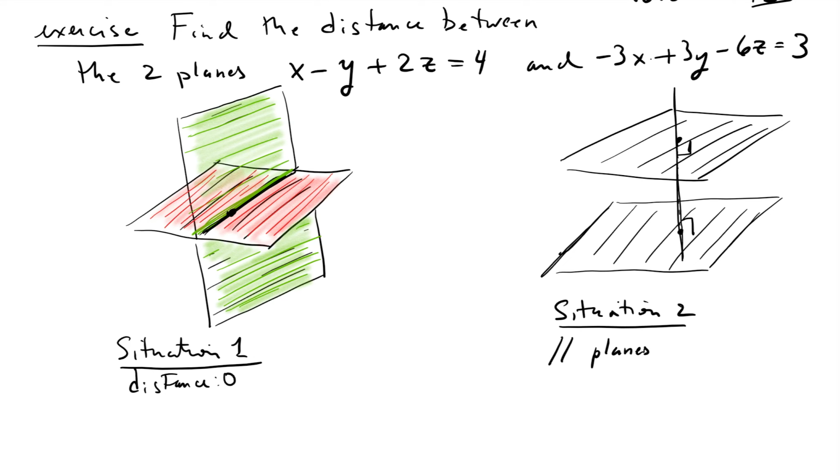And this is going to be the distance. And it's the same distance no matter what pair of points you take, as long as the line joining them forms a right angle with the two planes. So this needs to be a right angle, and this needs to be a right angle here as well. So it's going to be the same distance. So that's the first thing to look at: do we have parallel planes or not?